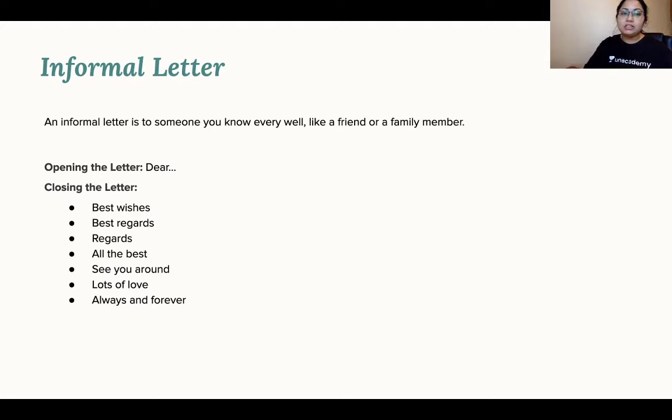And an informal letter is where you write a letter to someone whom you really know well. So your friend or a family member, anybody whom you really know well. You start the letter with "Dear Mom," "Dear Husband," or "Dear whoever." So you just name your friend or your mom, or your father, anyone that you know, and you close the letter by saying, "Best wishes, all the best, see you around, lots of love, always and forever, best regards." Regards we use rarely, but you can just say, "All the best, see you around, lots of love, always and forever," and things like that, and you do an informal letter.